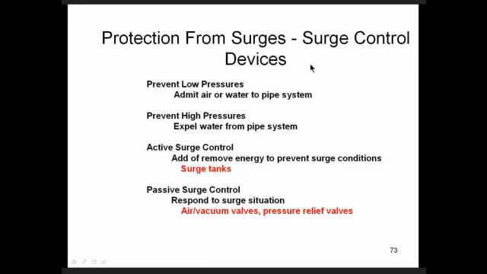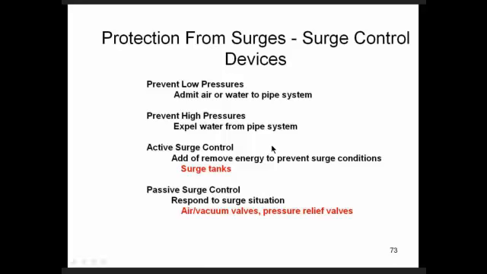Finally, I want to talk a little bit about protection, how you protect your systems. This slide shows that to prevent low pressures, you either admit water or air to the system. As the pressure starts dropping, you have a surge tank, which puts water into the system, or you have an air valve, which pulls air in. If you're trying to protect against high pressures, you expel water from the system. So a pressure relief valve would do that.